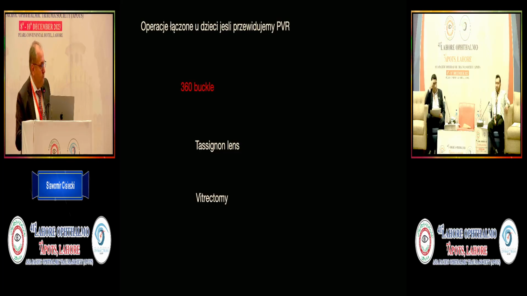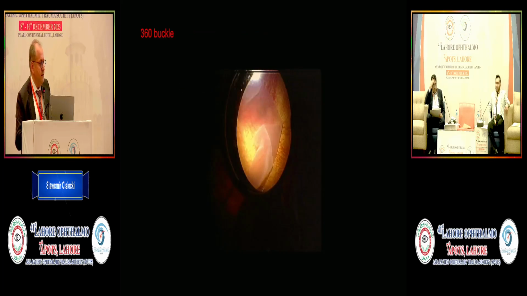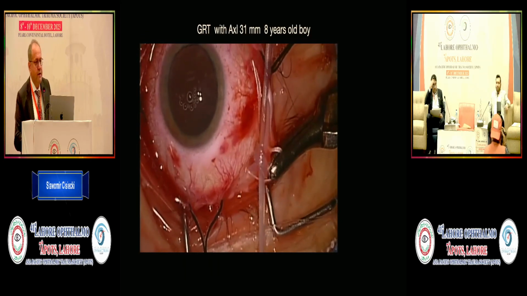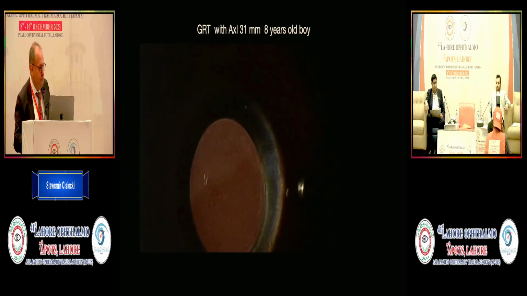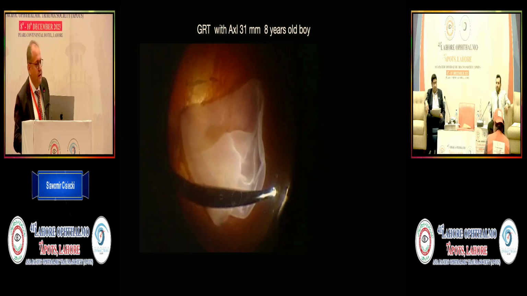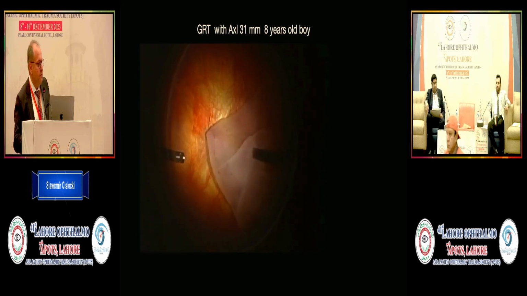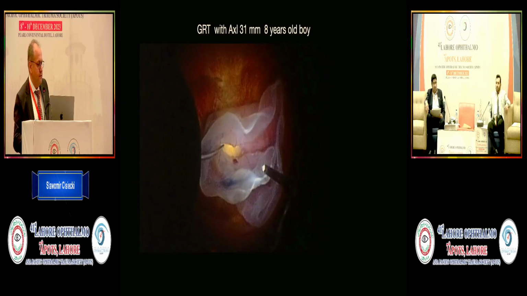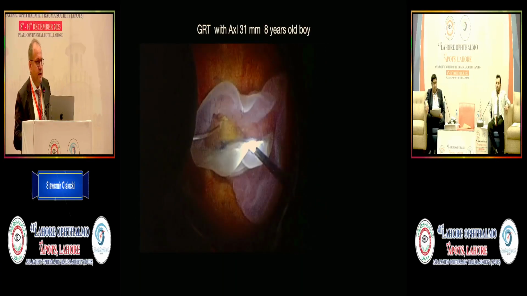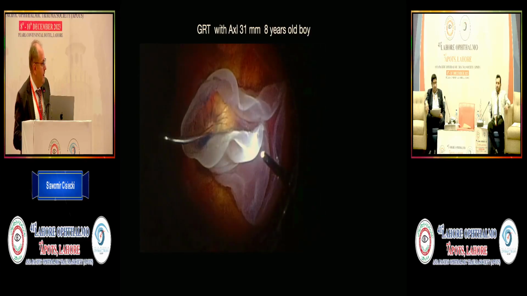Why a 360 buckle in every case, even in case of giant retinal tears? We all know we don't need a buckle in cases of 360 giant retinal tear to attach the retina, but we need it later on to support the ciliary body, because the biggest problem in that eye is unfortunately hypotony. So the only way to increase IOP is to construct the eye and take care of the ciliary body.